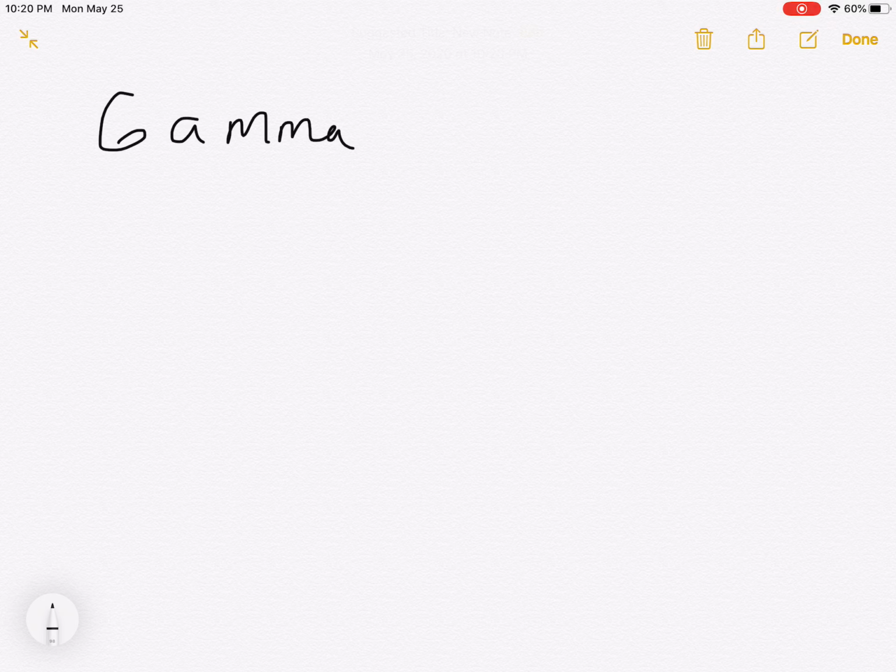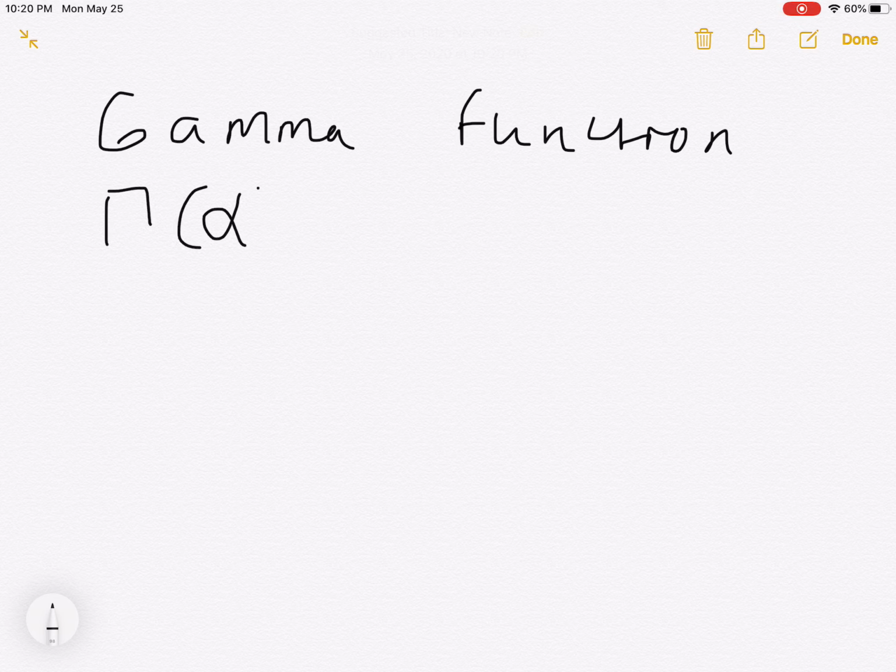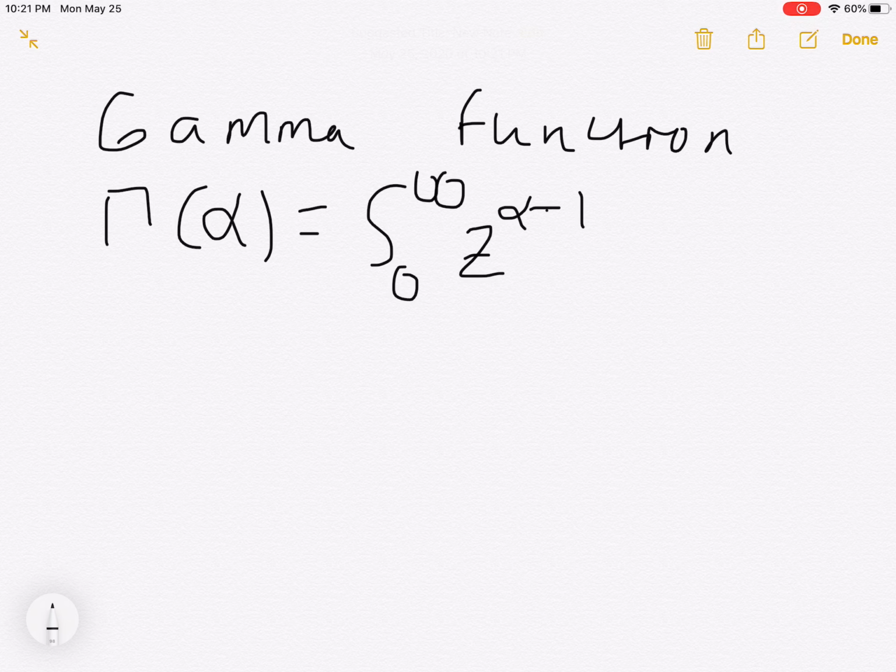And before we talk about the gamma distribution, I'm going to talk about the gamma function, which is actually something that you've seen before. So the gamma function is gamma of alpha is equal to this integral from 0 to infinity of z to the alpha minus 1 times e to the minus z dz.